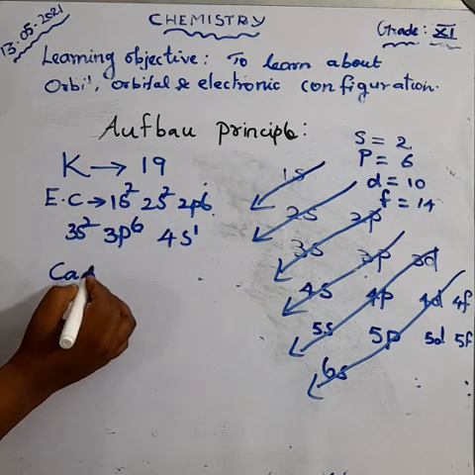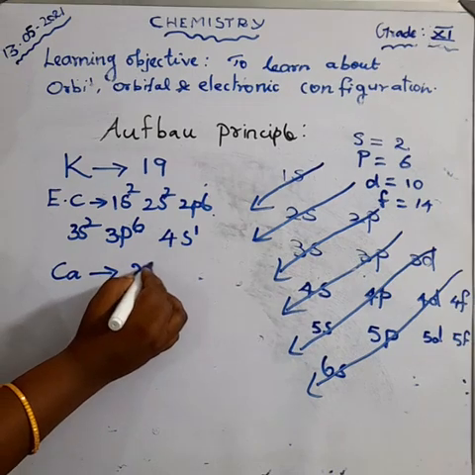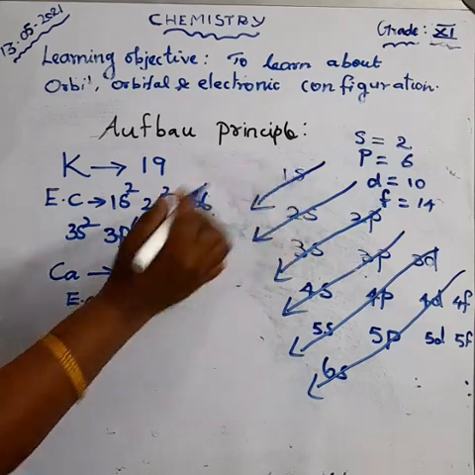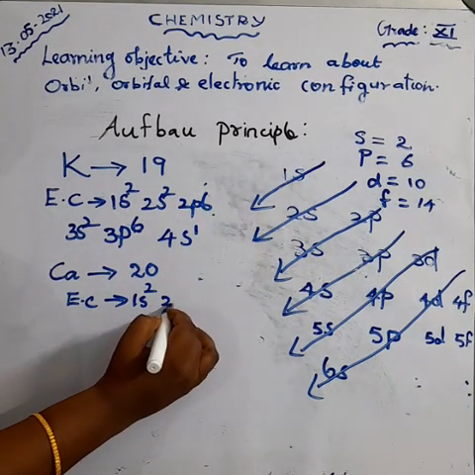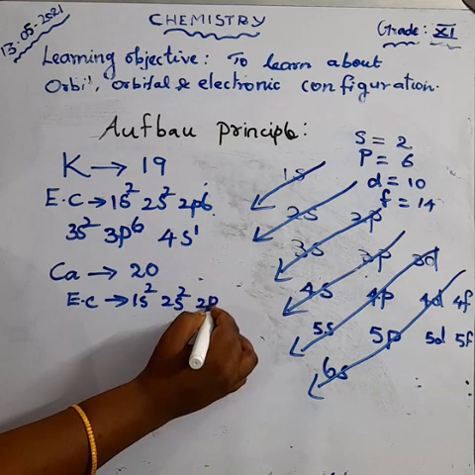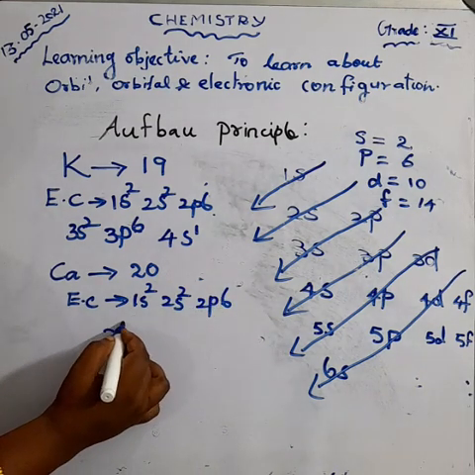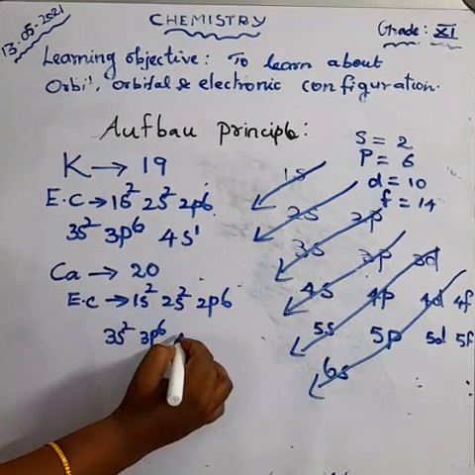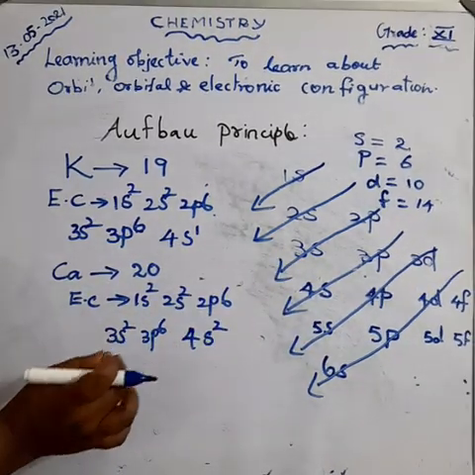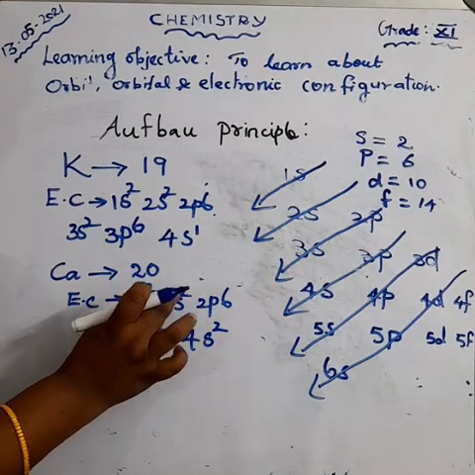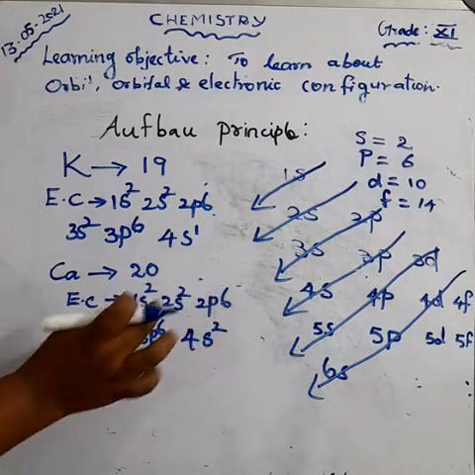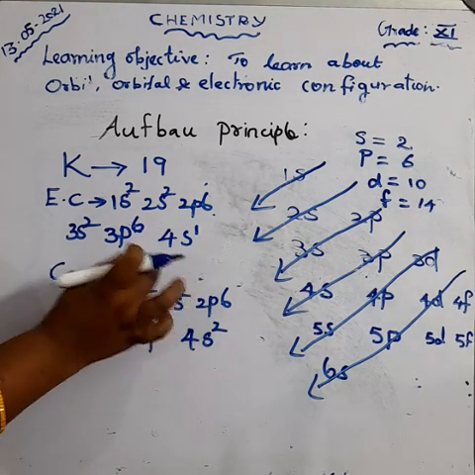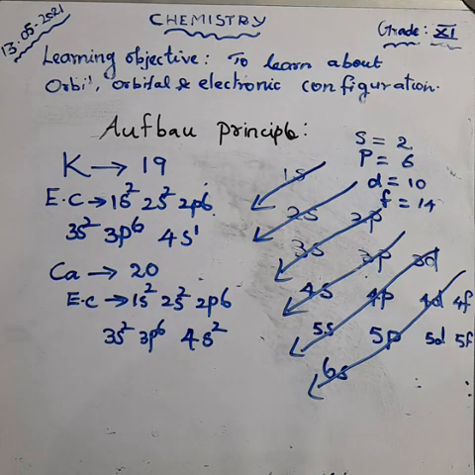And then calcium. Calcium atomic number 20. So electronic configuration for calcium, how will you write? 1s2, 2s2, 2p6, 3s2, 3p6, and remaining 2 electrons we can occupy in the 4s orbital, 4s2. So count how many electrons are here: 2 plus 2 is 4, 4 plus 6 is 10, 10 plus 2 is 12, 12 plus 6 is 18, 18 plus 2 is 20, totally 20 electrons. Okay.